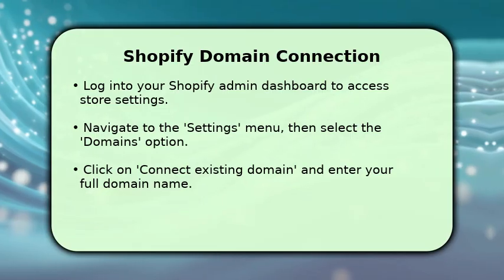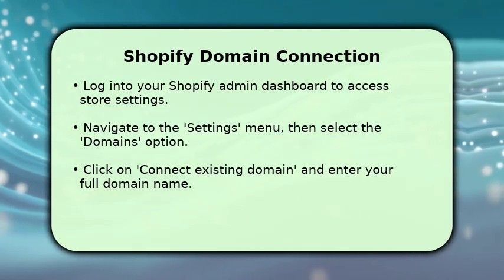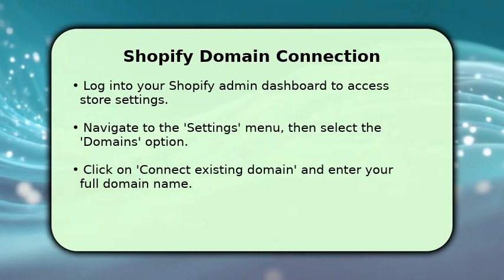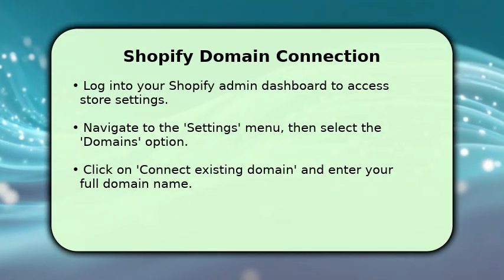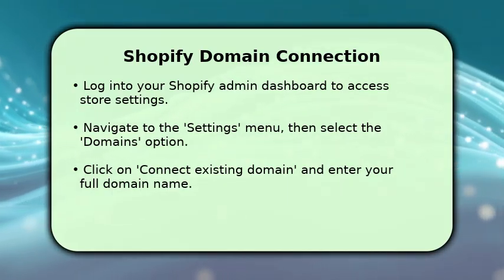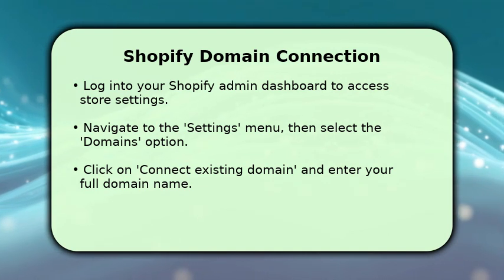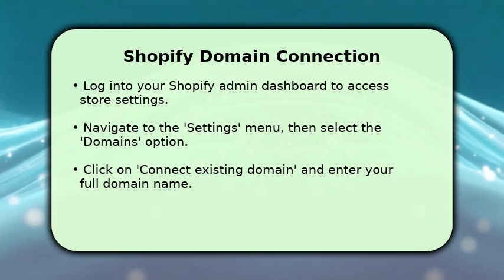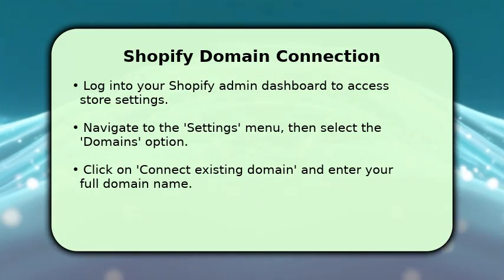Log into your Shopify admin panel and go to Settings, then click on Domains. Here, you'll find an option to connect existing domain. Enter your full domain name, for example, yourstore.com, and proceed with the on-screen instructions. Shopify will then initiate the connection process, linking your custom domain to your online store. This step is quick and easy to complete.